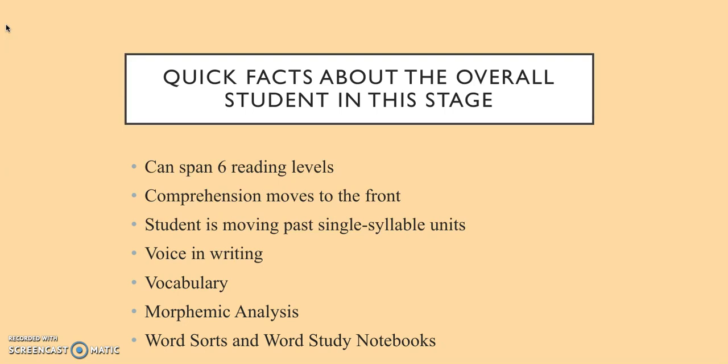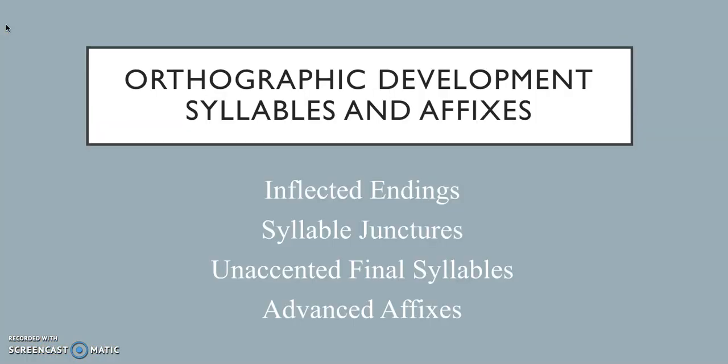Morphemic analysis is one of the most important parts for your student in this stage to understand, engage, learn, and apply, because this is where that direct relationship to comprehension is going to happen. Your student needs to be able to break down the word and understand the meaning of those smaller words. Finally, word sorts and word study notebooks are rather important here because the word sort activities really become a daily routine, and they will help you with your classroom management, as we'll see in later slides. And the word study notebooks really are necessary because you build layer upon layer of learning in this stage, and it really assists your student in the long run.